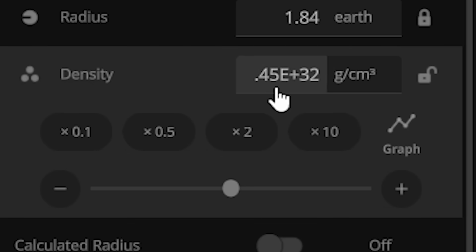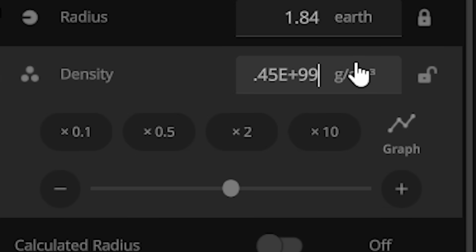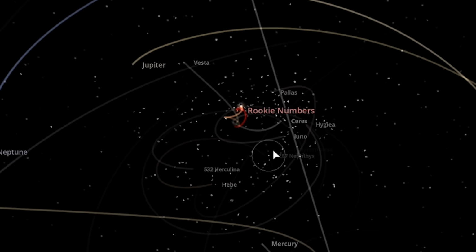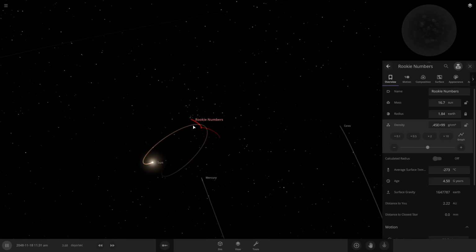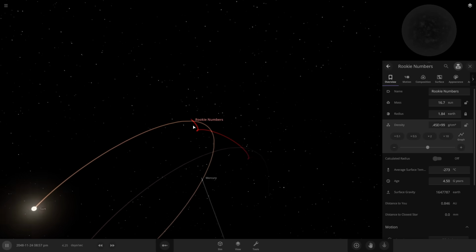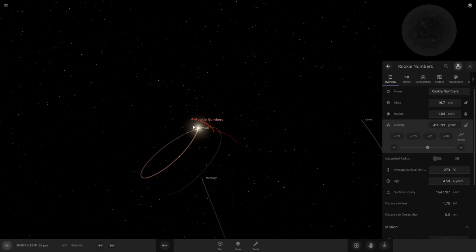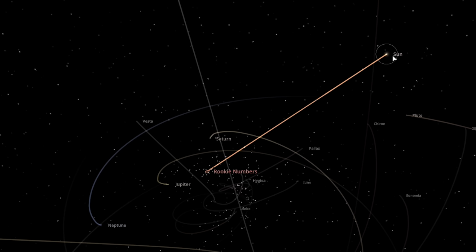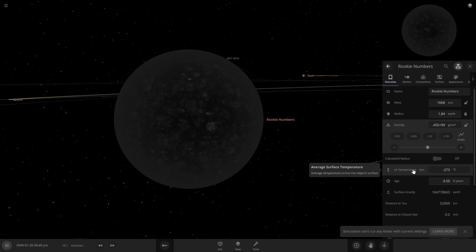It's always good when you have an E with a plus and a bunch of numbers after it. Can I just put whatever I want in here? See how this is 32? How about just 99? Oh god. I'm pretty sure that Rookie Numbers is about to eat the sun, or the sun is about to eat Rookie Numbers. I'm really not sure who would win this fist fight. Rookie Numbers won the fist fight, the sun is gone. Okay, so Rookie Numbers has transcended heat, but the only problem is it's just not cool enough.